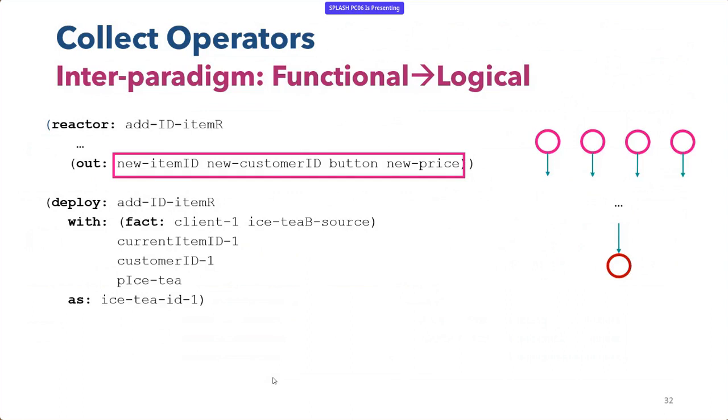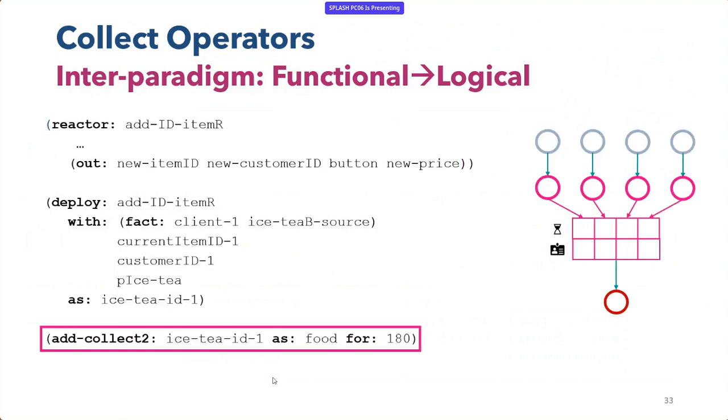However, there is a problem. It can be that the new item ID emits an event, but the other 3 output streams do not emit an event, because they are streams, so they don't always have a value at the same time. And therefore, the collect operator creates a buffer in which the events can be temporarily stored.